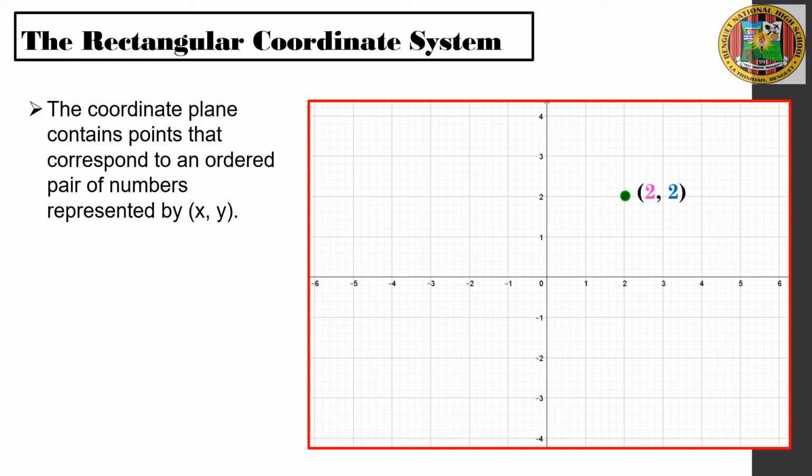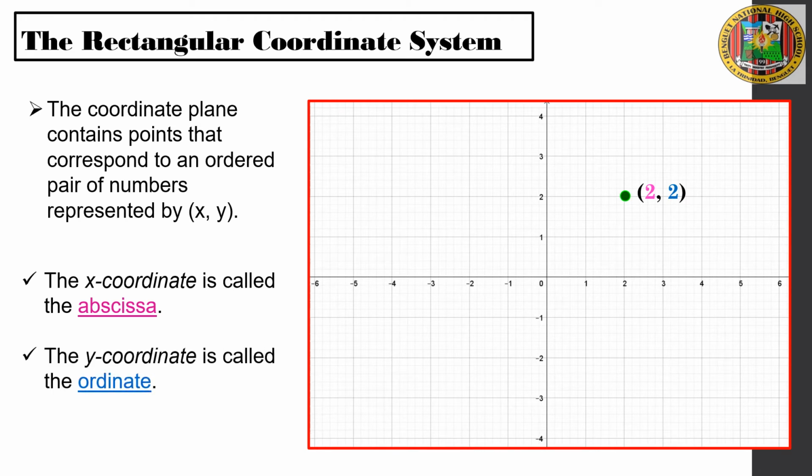The first number represents the value of x, or the first quantity that we are comparing. This value of x is called the x-coordinate, or the abscissa of the ordered pair. The second number represents the value of y, or the second quantity that we are comparing. We call this the y-coordinate, or the ordinate of the ordered pair.